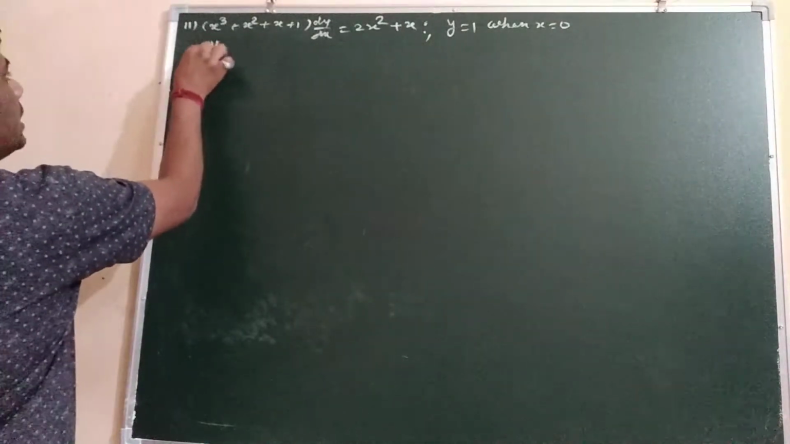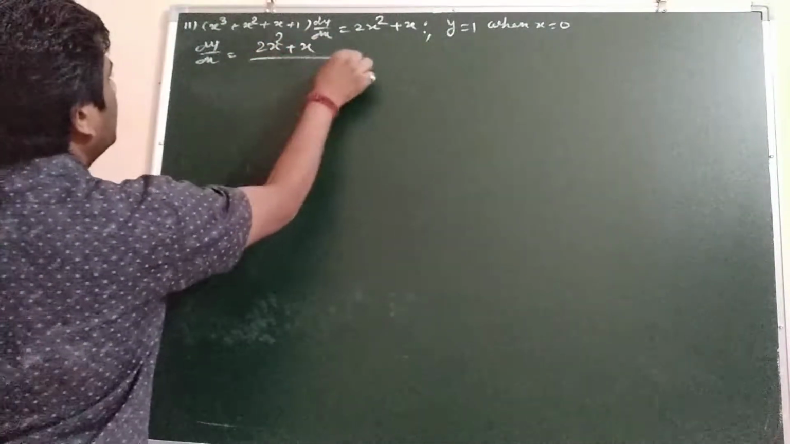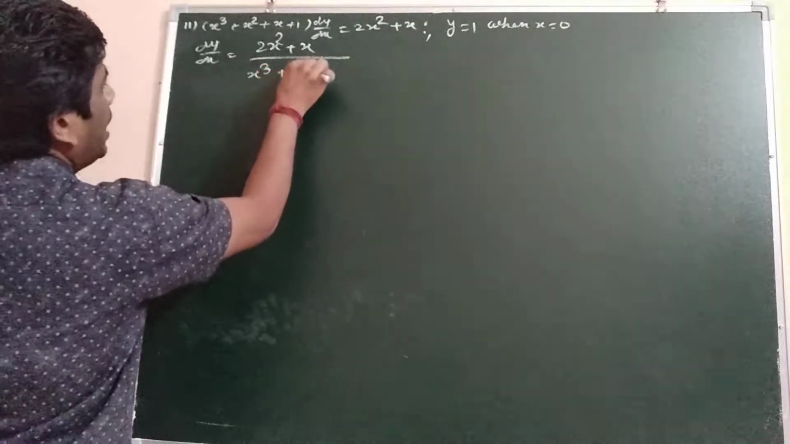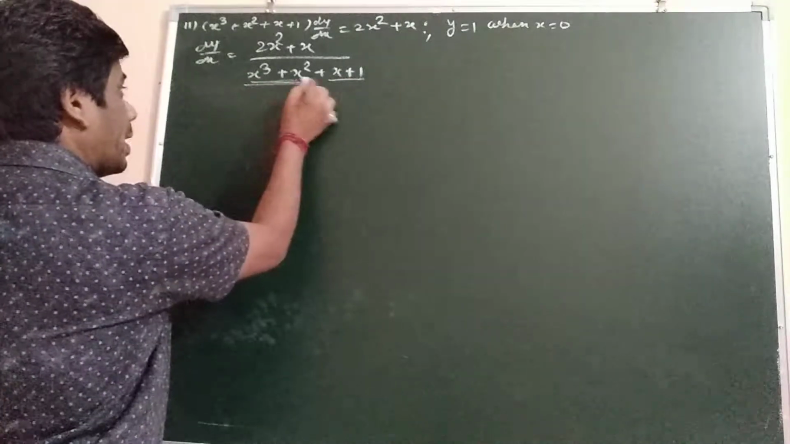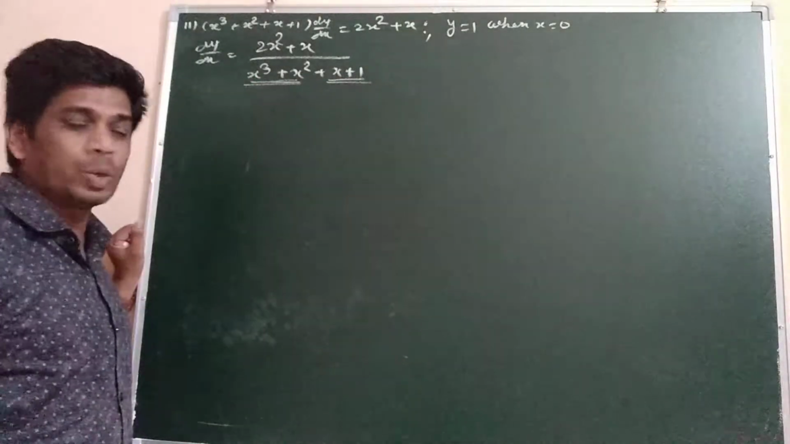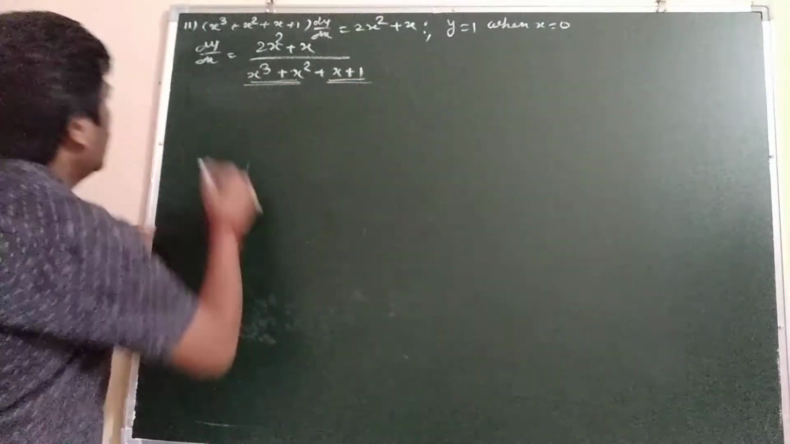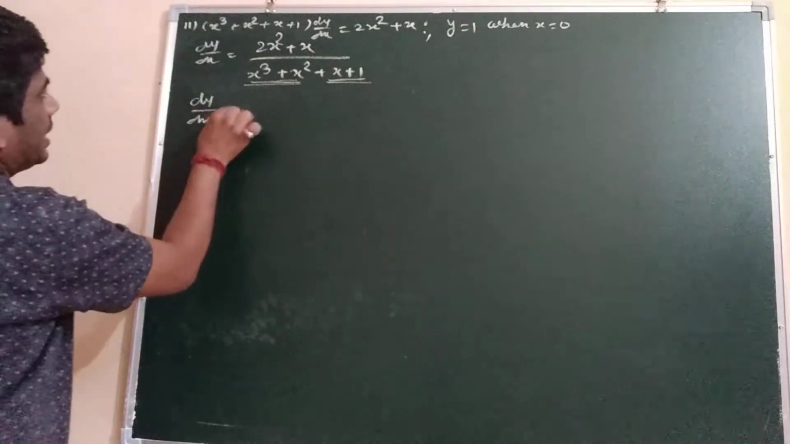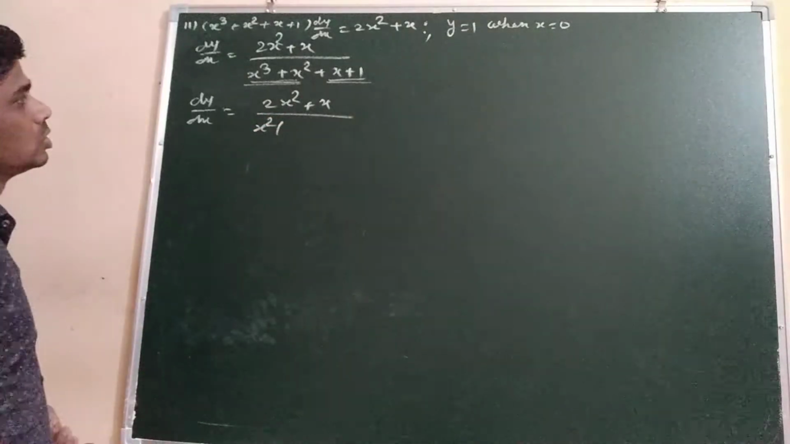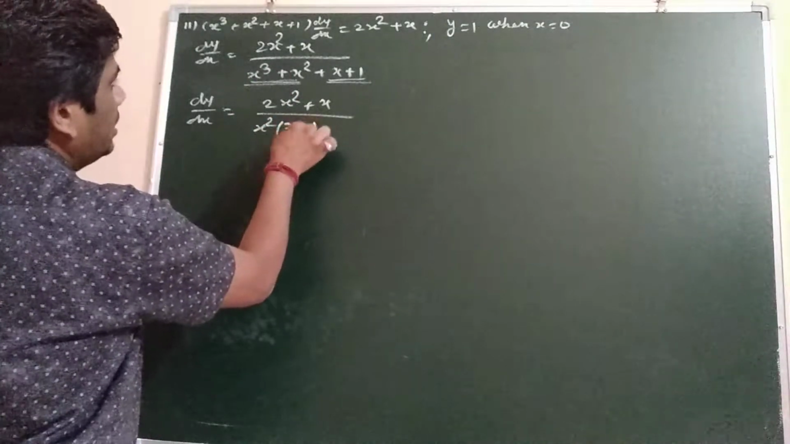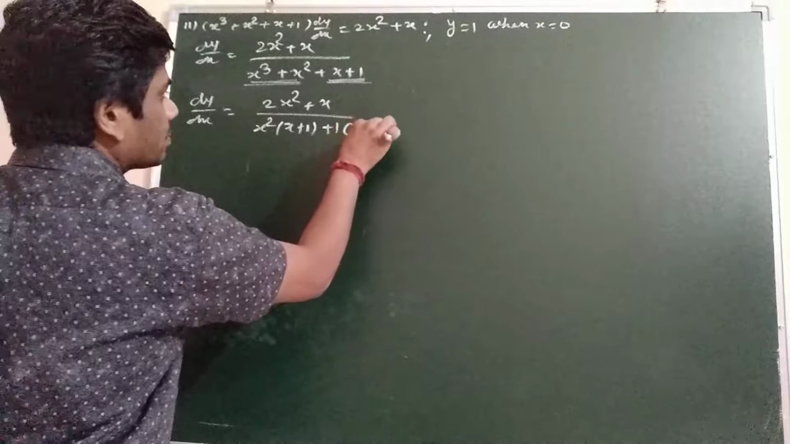So dy upon dx equals 2x square plus x upon x cube plus x square plus x plus 1. Now from these terms we can make a pair. From the first two terms you can take x square common, so you will get x plus 1. So dy upon dx equals 2x square plus x upon x square times x plus 1, plus x plus 1. From here we take plus 1 common, so you will get x plus 1 only.